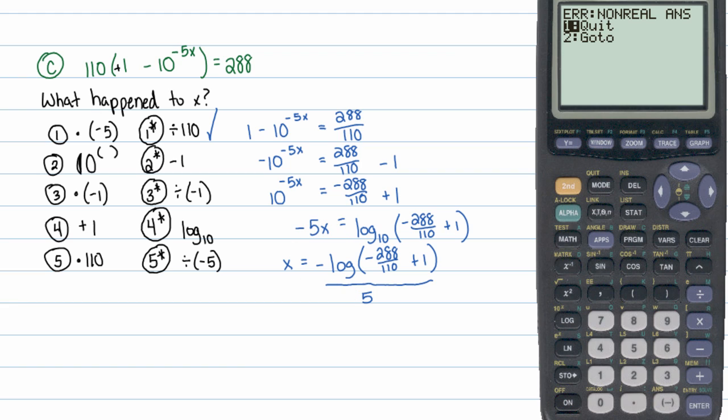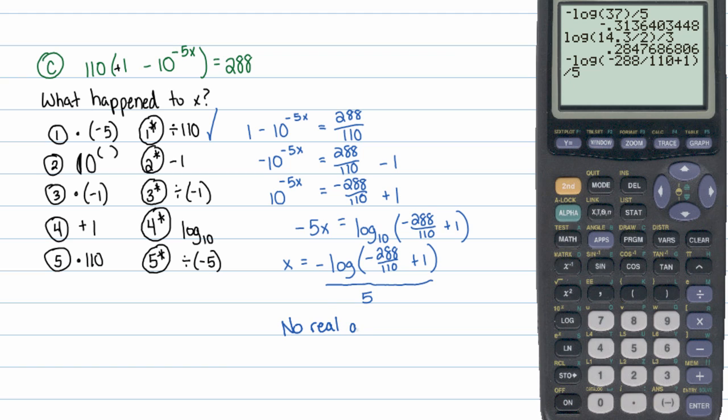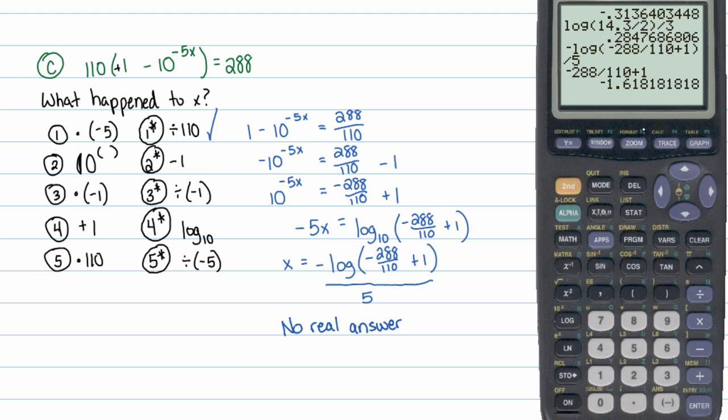Let me hit quit and check to make sure that this is all done correctly. Negative log of negative 288 over 110 plus 1, all being divided by... everything looks correct. So what could possibly be the issue? Well, turns out there's no real answer. The reason why, other than the fact that the calculator told us, is that on the inside of that logarithm, negative 288 over 110 plus 1 ends up being a negative number.